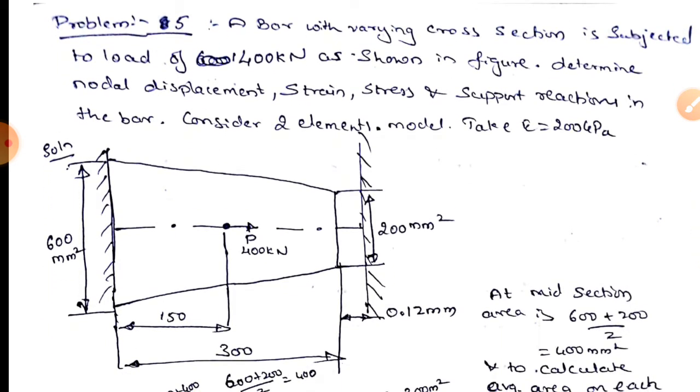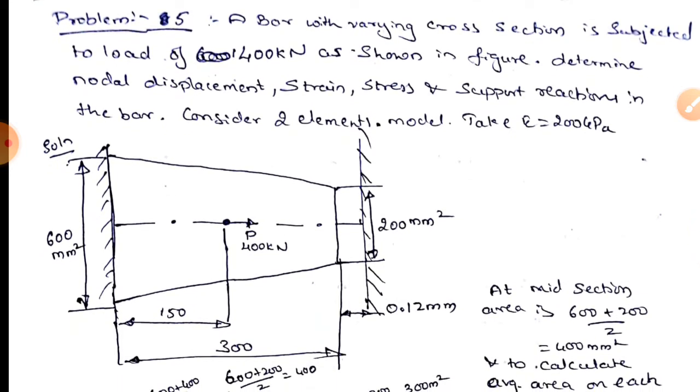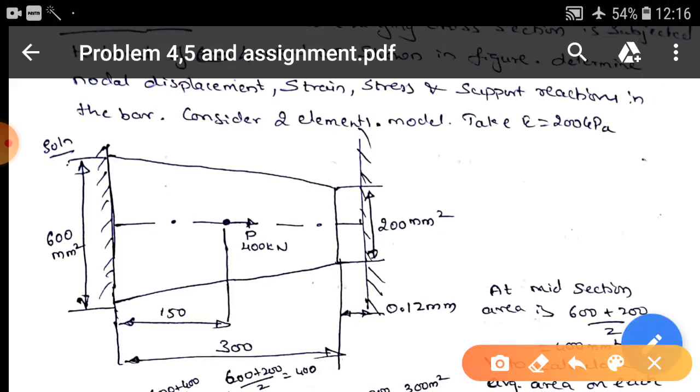I need not explain how this stepped bar will be modeled as a two-step bar, but the problem here is different. Before that, we'll read out the problem statement. A bar with a varying cross section is subjected to a load of 400 Newton as shown in the figure. Determine nodal displacement, strain, stress, and support reactions in the bar. Consider a two element model. Young's modulus is 200 GPa.